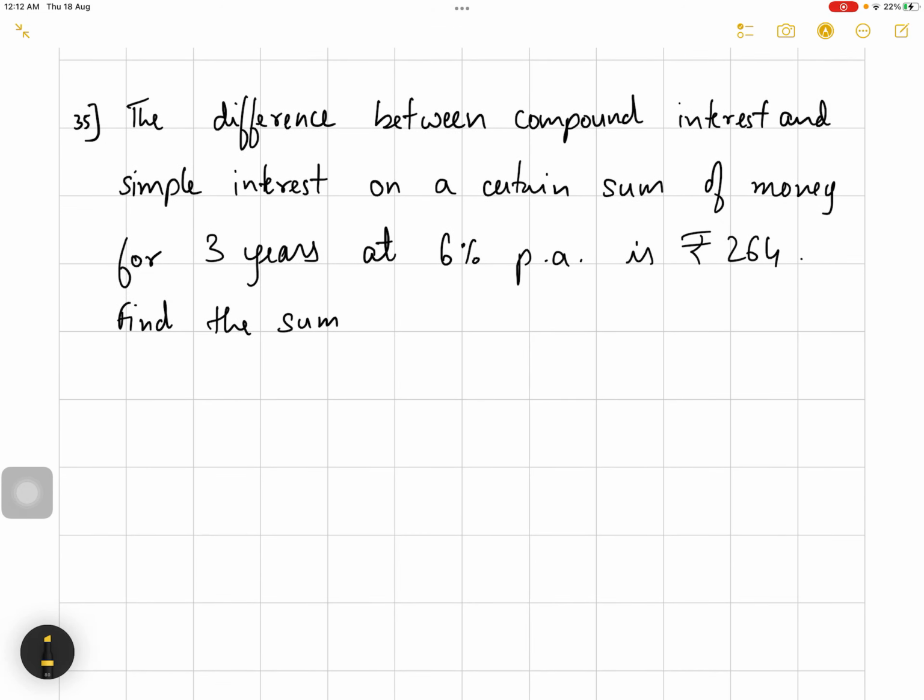Let's see the next question. The difference between compound interest and simple interest on a certain sum of money for 3 years at 6% per annum is rupees 264. Find the sum. Try to solve this sum. I'll be solving the sum in the next class.